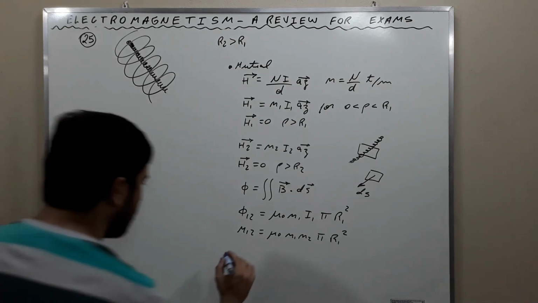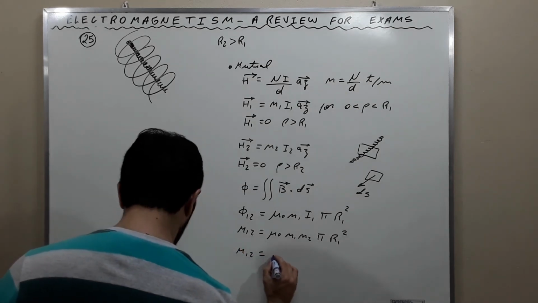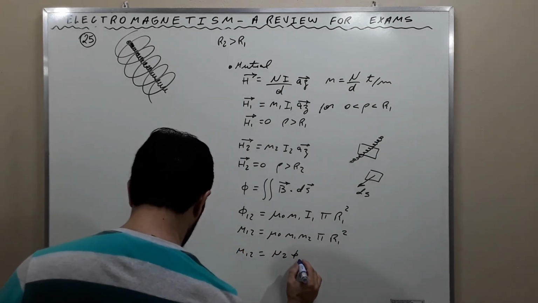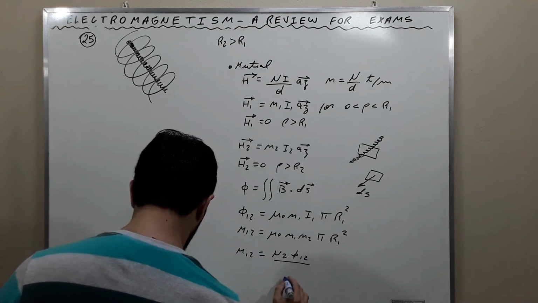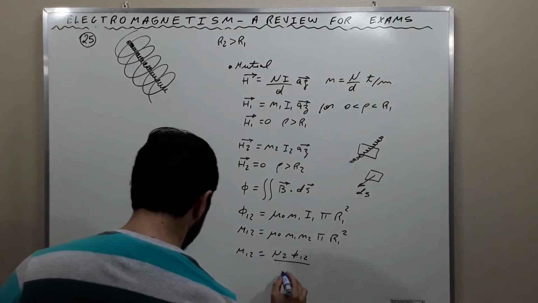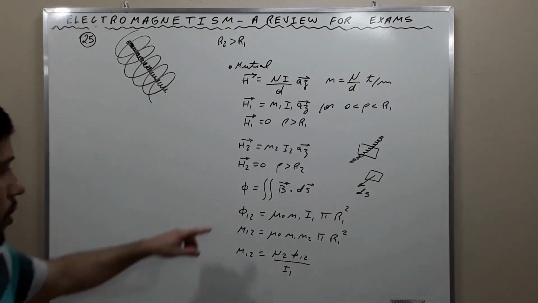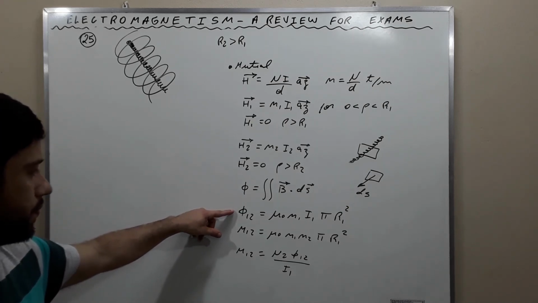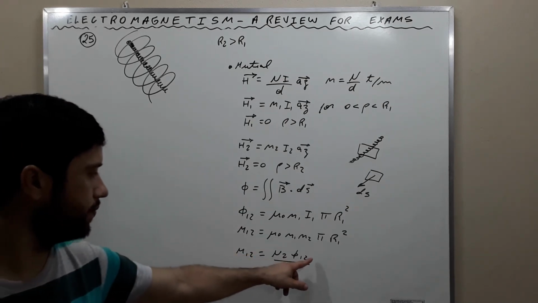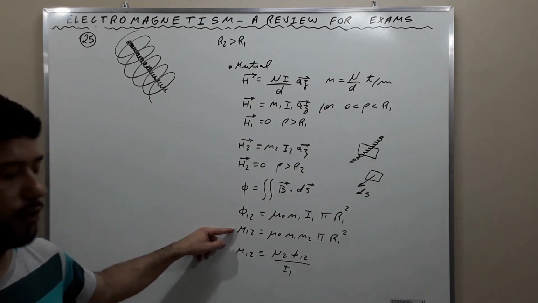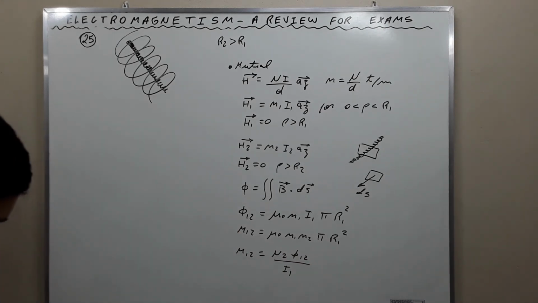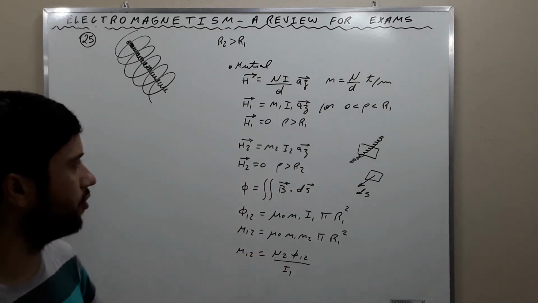Okay, the mutual inductance is equal to N2 φ12 over I1. Alright? We use this here to calculate the mutual inductance, and you can use values here. This is just the expression.